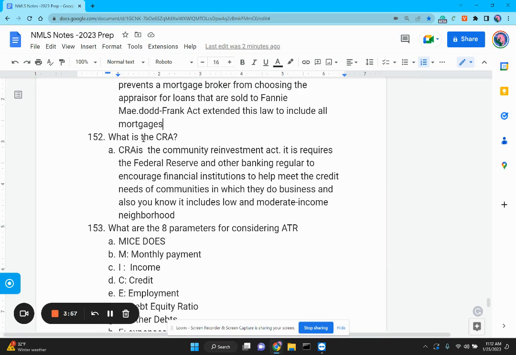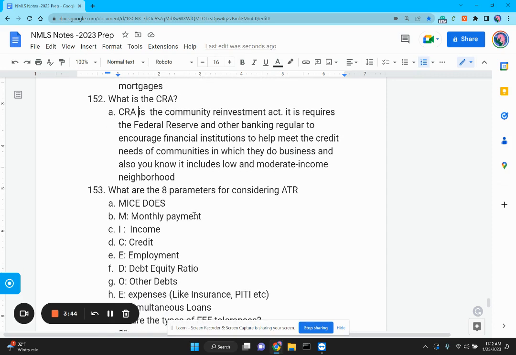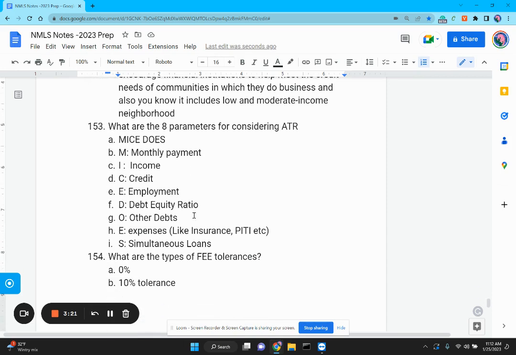What is CRA? CRA is the Community Reinvestment Act. It requires the Federal Reserve and other banking regulators to encourage financial institutions to help meet the credit needs of communities in which they do business, and that includes low and moderate income neighborhoods. So across all neighborhoods, be it low income, moderate income or high income, the Community Reinvestment Act encourages the financial institutions to meet the credit needs of the community.